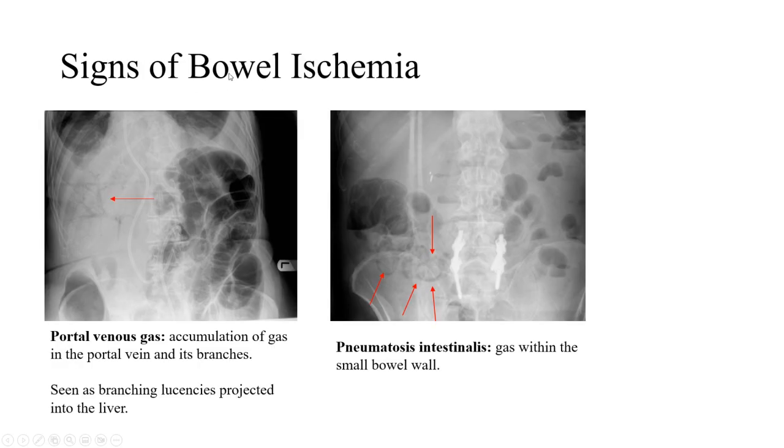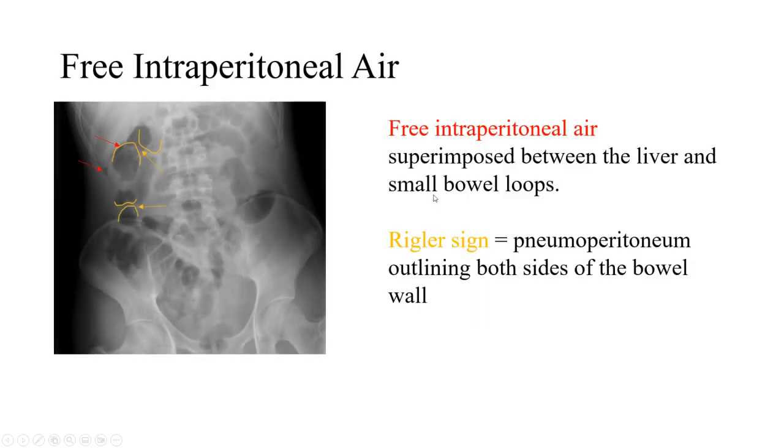In terms of signs of bowel ischemia, it's important to look for these with any small bowel obstruction. These include portovenous gas, which involves accumulation of gas within the portal veins and its branches. These are seen as linear tubular branching lucencies within the liver. You can also get something called pneumatosis intestinalis. This is gas within the small bowel wall, and you see these curvilinear circumferential gas lucencies within the expected location of the small bowel wall.